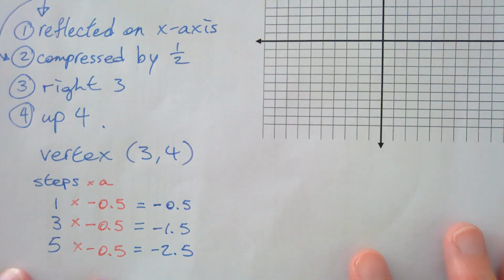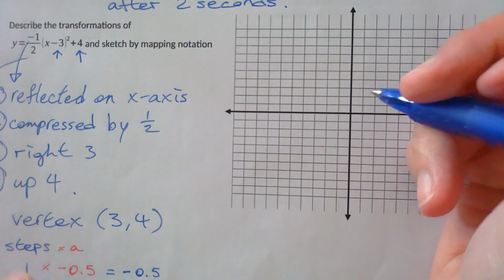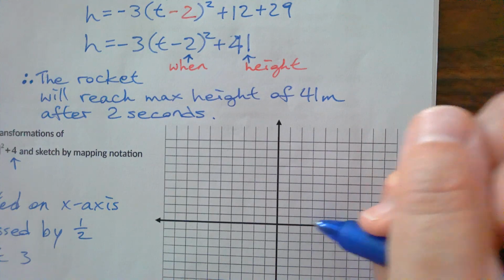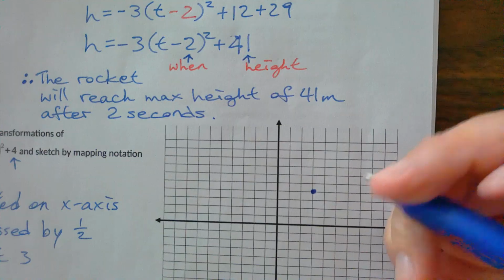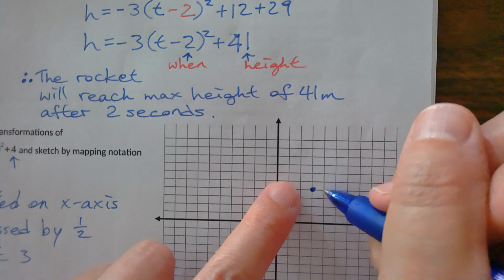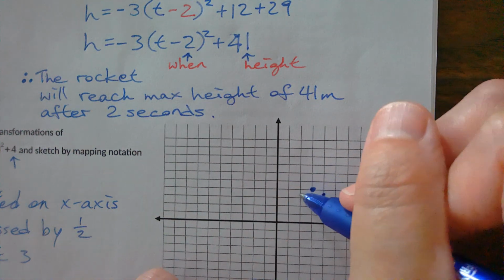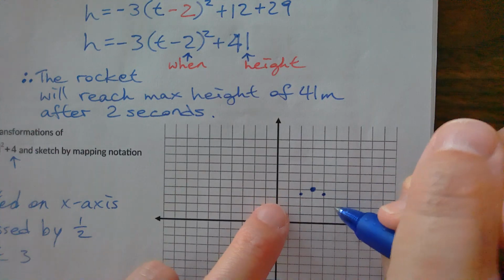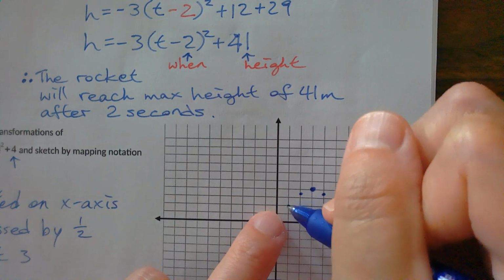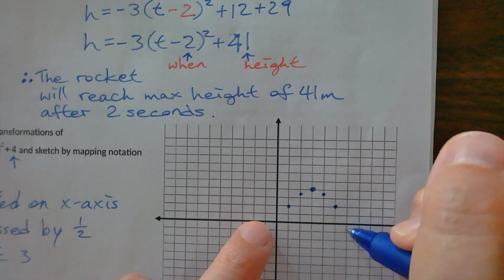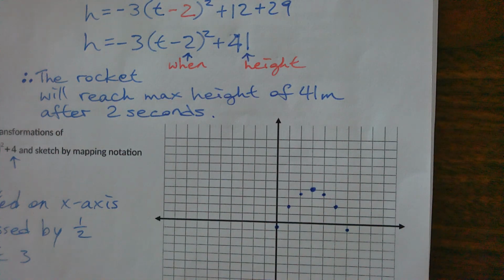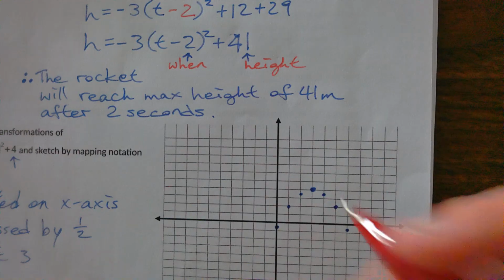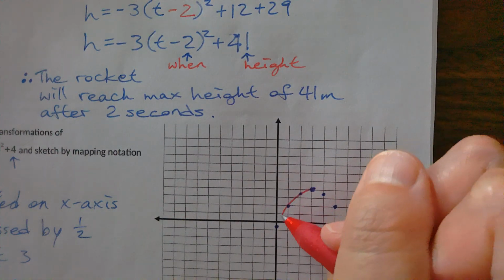Okay, so let's graph it. (3, 4). 1, 2, 3. 1, 2, 3, 4. Okay. Move 1 over, down half a box. Move 1 over, down 1.5 box. And then move 1 over, down 2.5 box. Okay. Again, remember your graph should be symmetrical. So that's what it looks like.